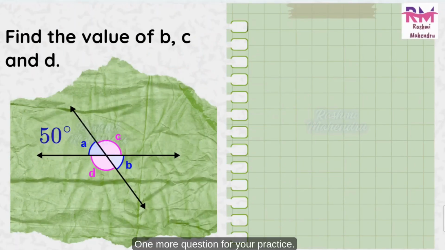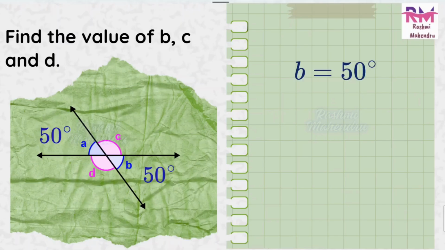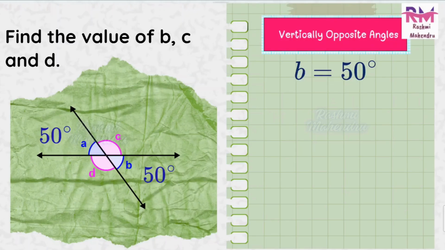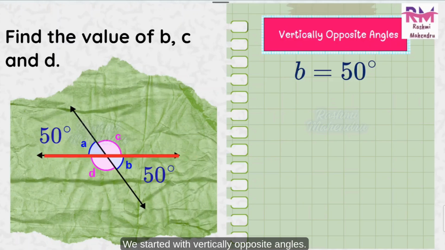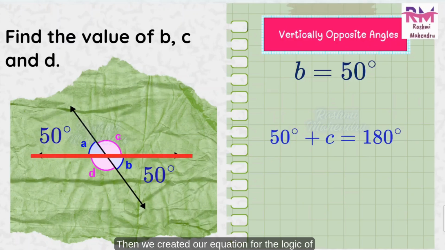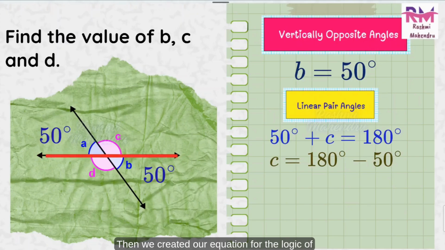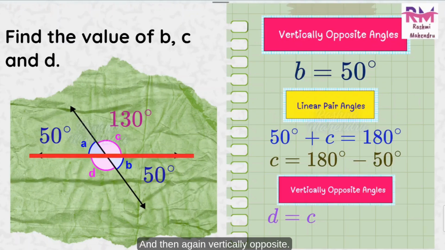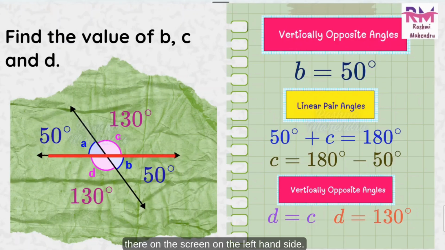One more question for your practice. Attempt it and check your answer. Correct. We started with vertically opposite angles, then we created our equation for the logic of linear pair angles, and of course after subtraction we got our missing angle, and then again vertically opposite, and we found all 3 angles which are there on the screen on the left hand side.